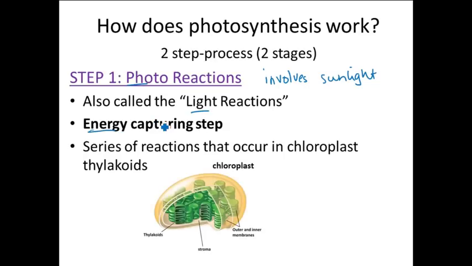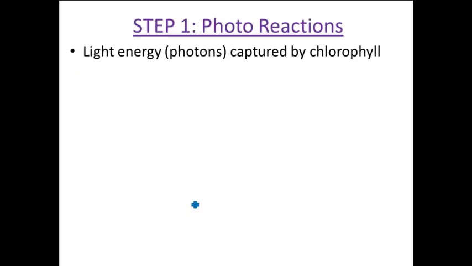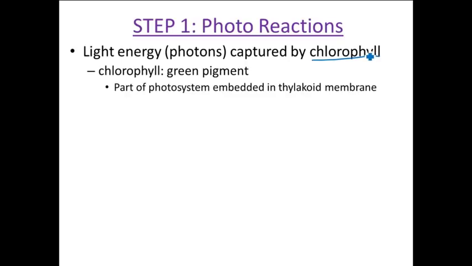This is a complex series of reactions that occur in the chloroplast. We're talking about eukaryotic cells here, so we'll just focus on that. On the thylakoids. So the light reactions occur here on these thylakoid membranes. And the light energy during the photoreactions is captured by a molecule called chlorophyll. Chlorophyll is a green pigment, and it is part of a larger photosystem that's embedded in the thylakoid membrane.